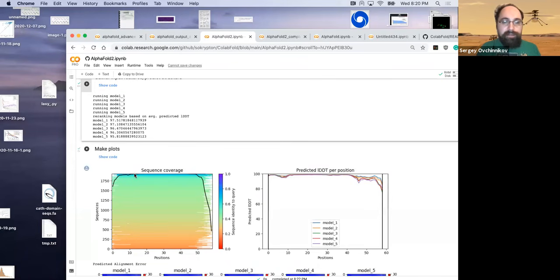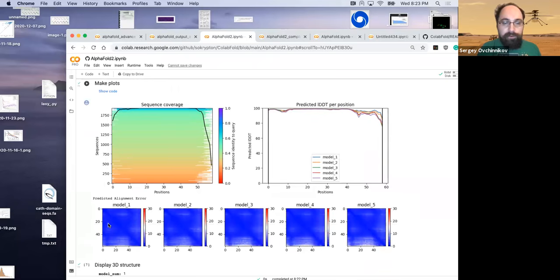What you see on the left side is the sequence coverage. So at each position, how many sequences there are. And I think in the talk, we said we need at least 30. This one has way more than 30 sequences, so there's a lot of information here. If this was below 30, there would be some concern, because the model might not have enough data to actually predict the structure.